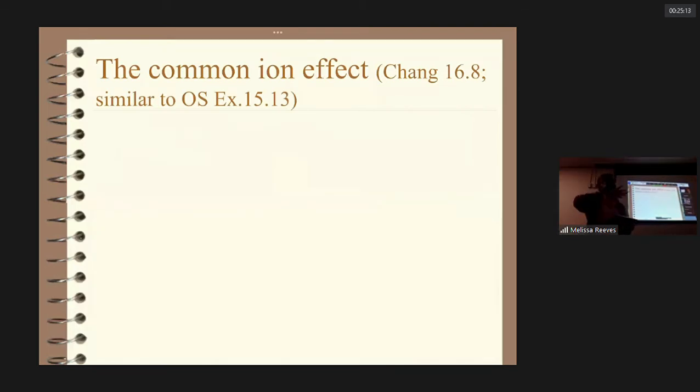Okay, so now we've kind of established what happens when you dissolve an ionic compound in water. You can figure out what the equilibrium amounts of all the ions are. If you know the molar amount that dissolves, you can figure out what the equilibrium constant is. Now we're going to raise the level of difficulty by 1 and talk about what happens when you already have one of those ions in the solution.